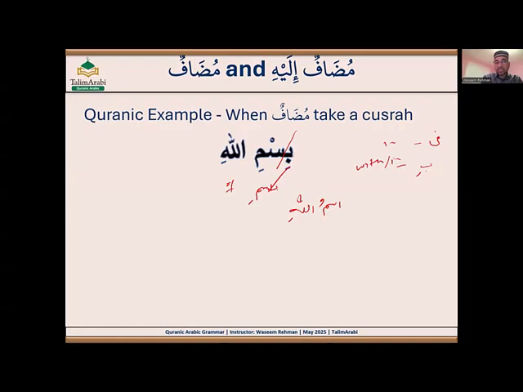But as we are putting a harf jar, B is also a harf jar, same as fi, that mudaf will not take any dhamma. It will be in jar status. It will take kasra now, because a harf jar converts an ism into jar status, and an ism in jar status takes kasra. So now when you put ba there, you say Bismillah.